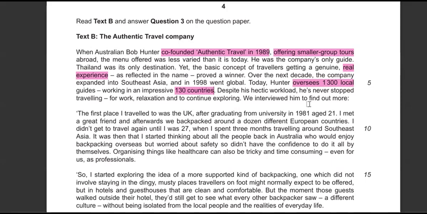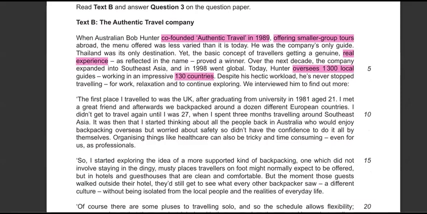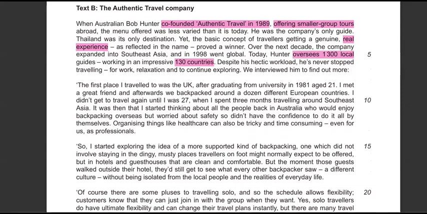The first place I traveled to was the UK, after graduating from university in 1981, aged 21. This is his personal experience that has nothing to do with the company, right? So we are going to omit this detail.